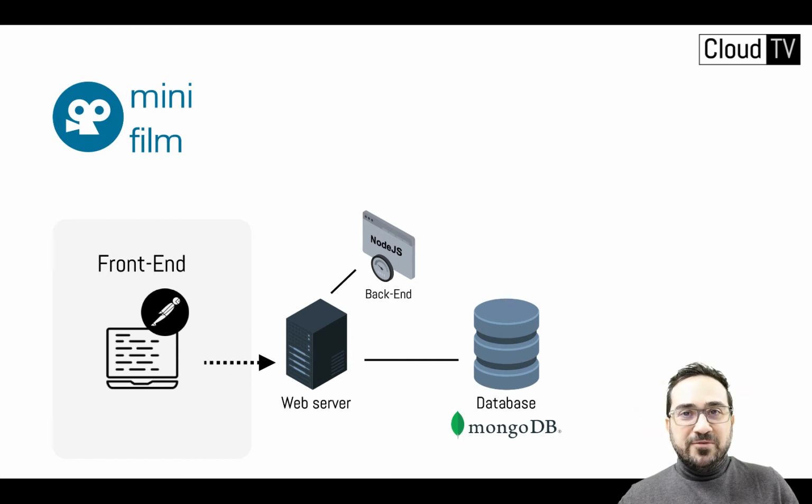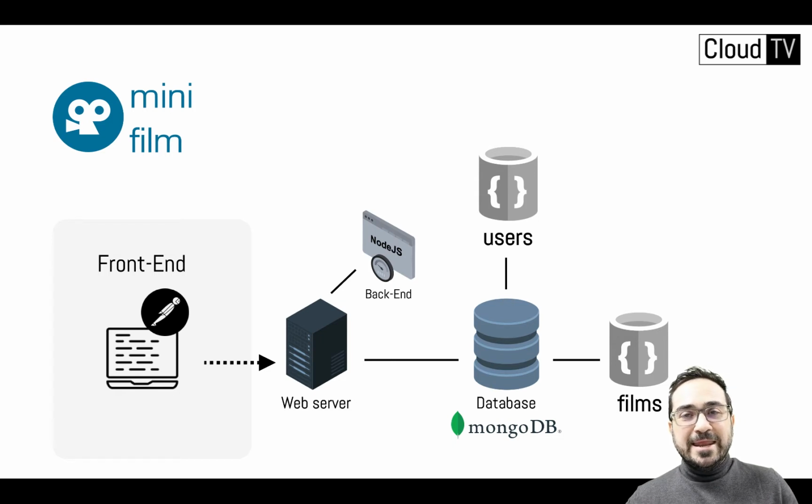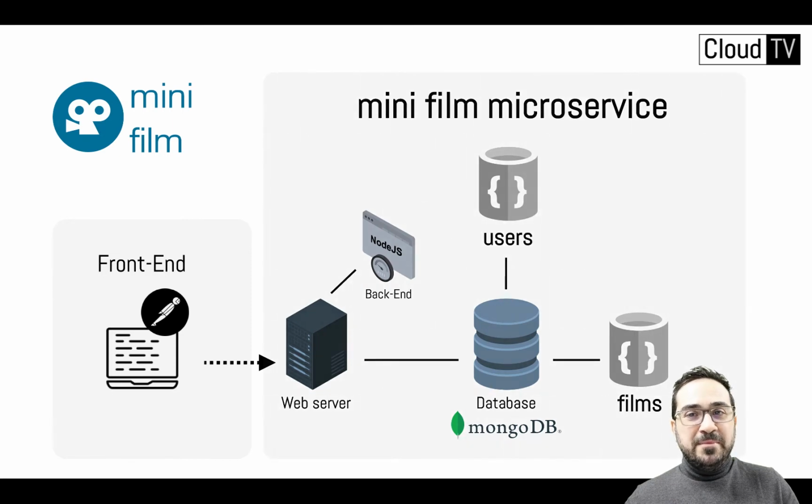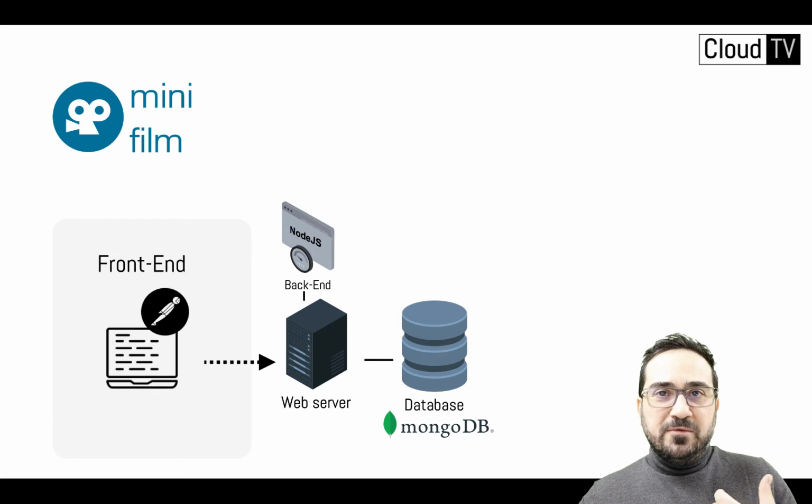We have a collection there called films to store our films, and today we'll create a new collection called users in order to store information about the users. For example, usernames, emails, passwords, any kind of information that we need to store. This will implement what we call the MiniFilm microservice. So let's start considering what the best endpoints to use here could be.